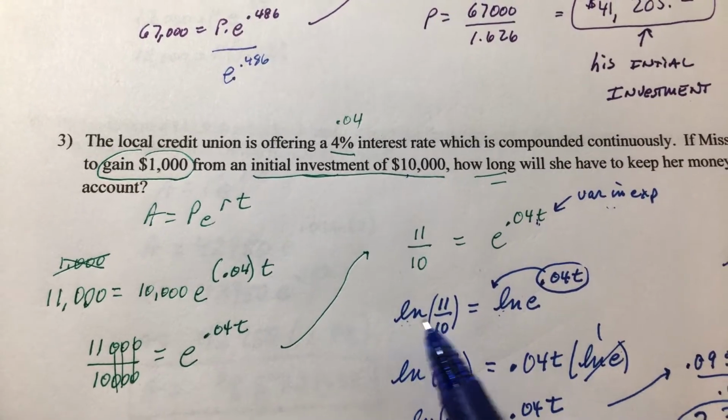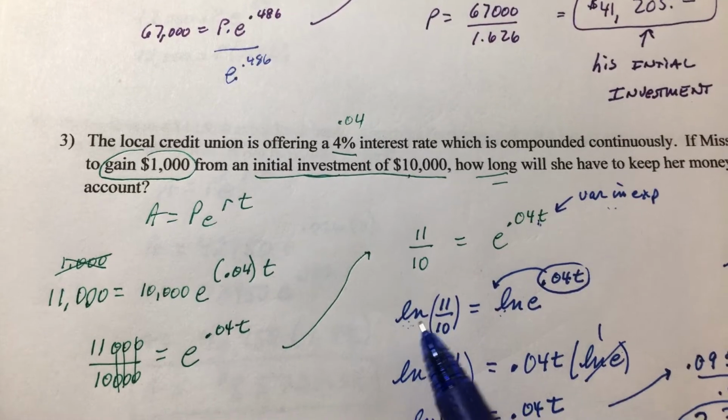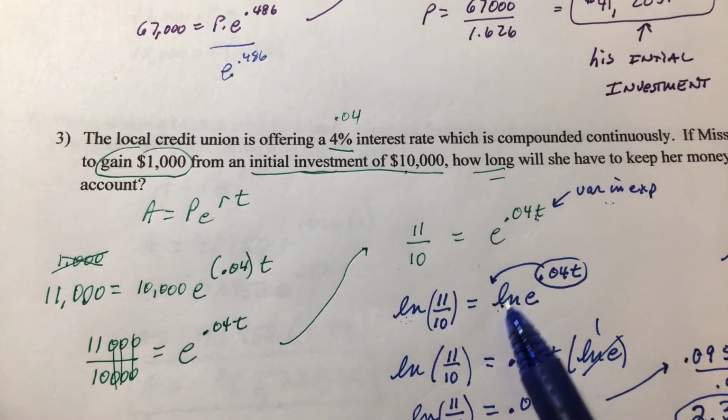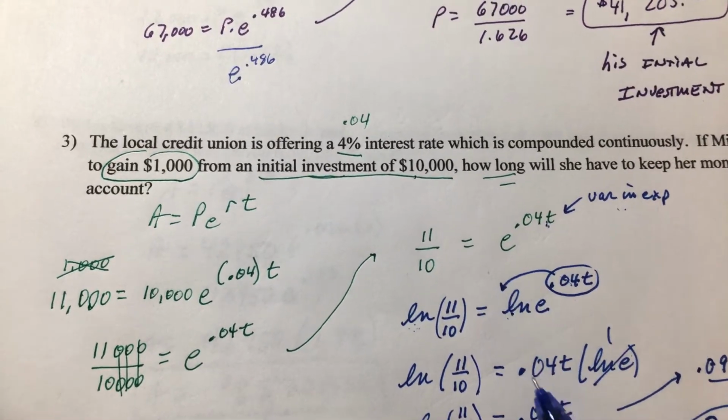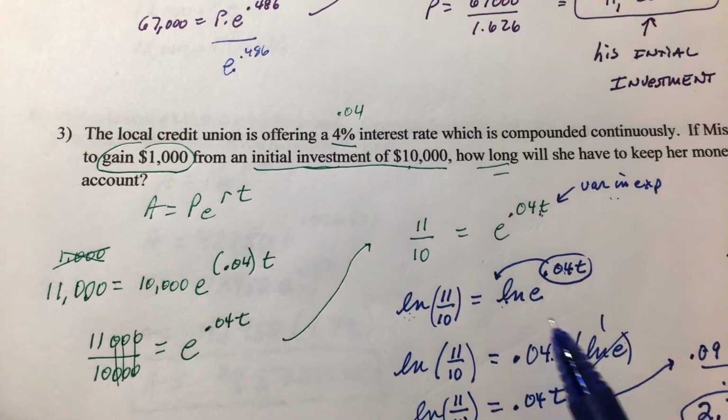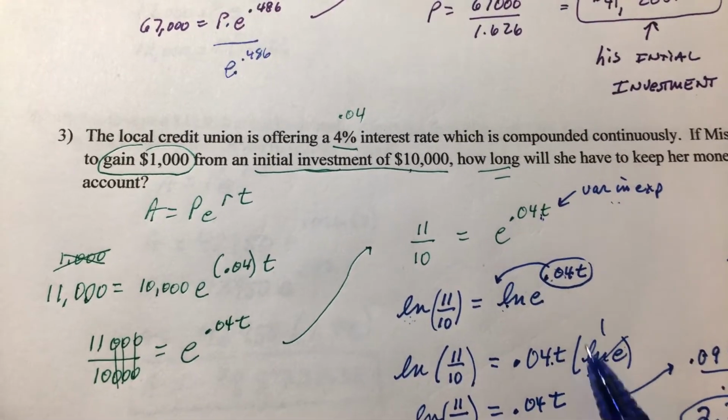Now I'm not going to do log here. I'm going to do ln, and I'm going to tell you why in a second. But first off, that allows me to move my exponent down out in front. So it'd be 0.04t times the natural log of e.